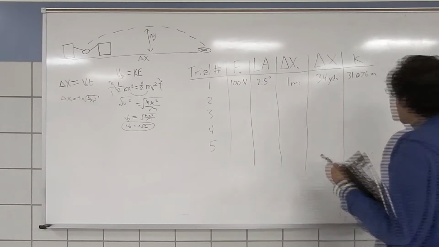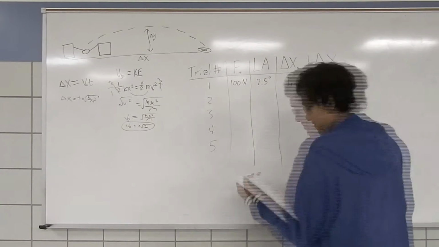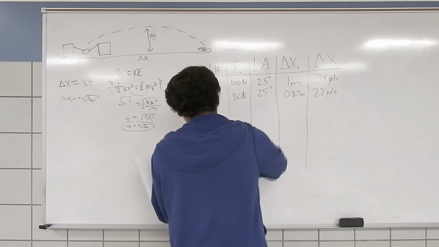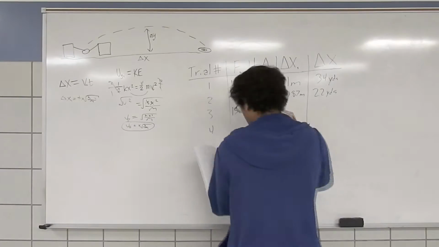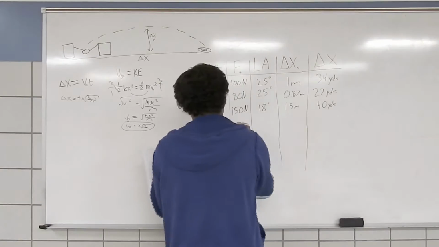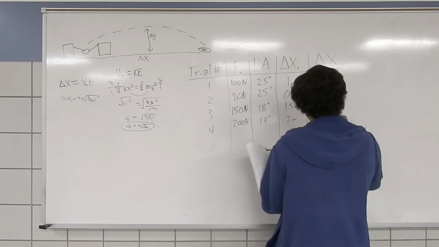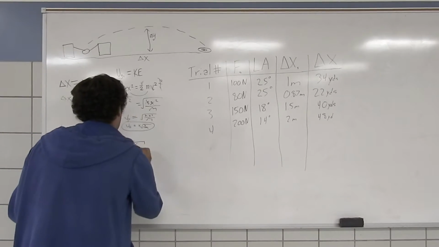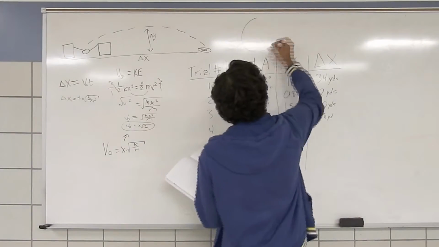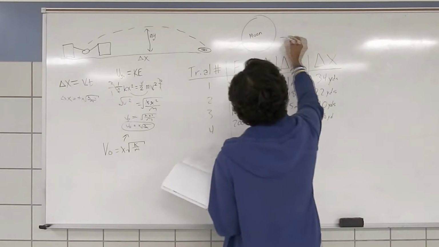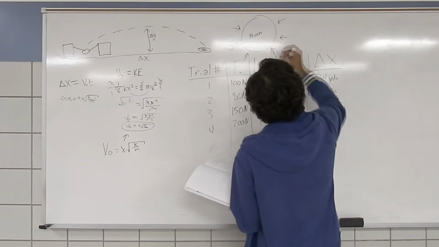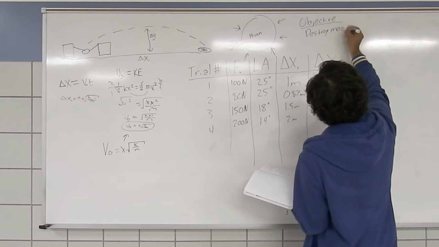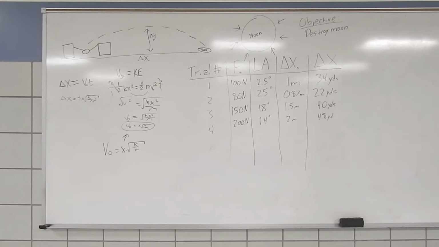In our second trial, we pulled back with a force of 80 newtons, again at a launch angle of 25 degrees. This time, the tennis ball launcher was stretched only 0.87 meters, and the tennis ball went about 22 yards. On our third trial, we pulled back with about 150 newtons of force, this time with an 18-degree launch angle. The tennis ball launcher was pulled back about 1.5 meters, and it went about 40 yards.